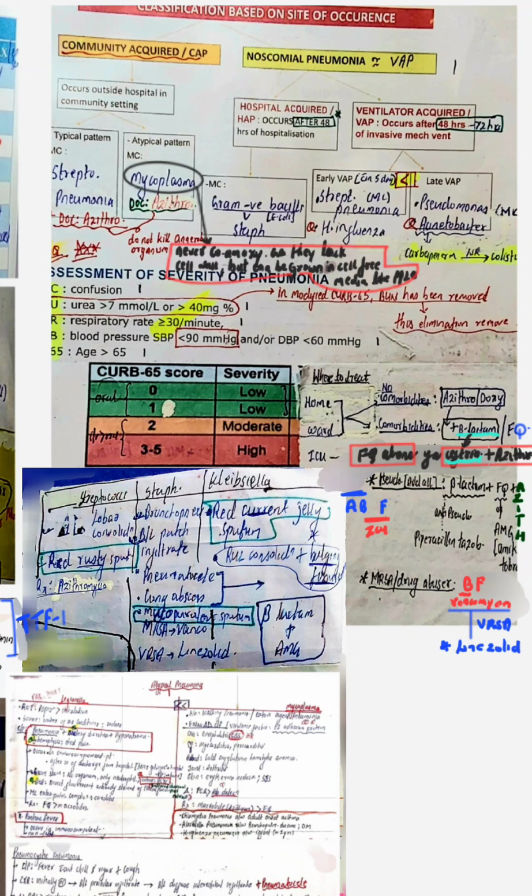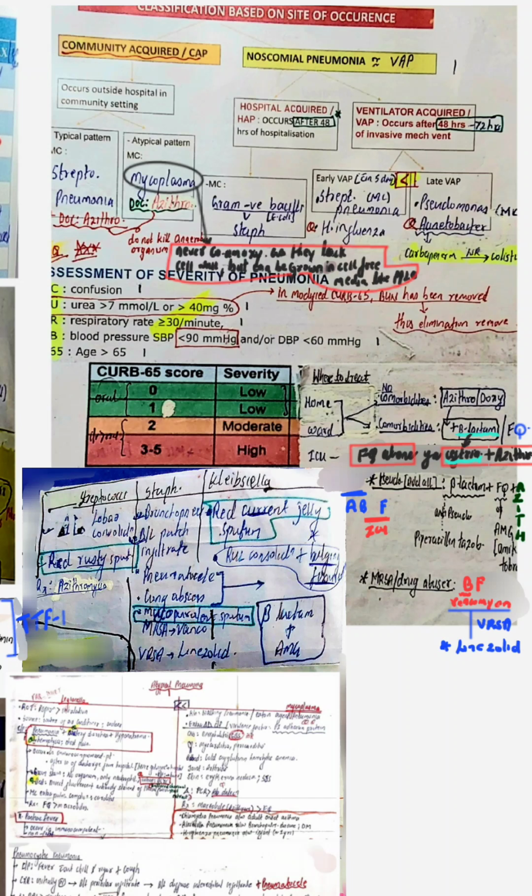If the score is 0, 1, 2, 3, 4, 5: a score of 0 and 1 is low, 2 is moderate, and 3 to 5 is severe. In low, we always give drugs in oral form. In moderate to severe, the route of drug should be IV more than oral.